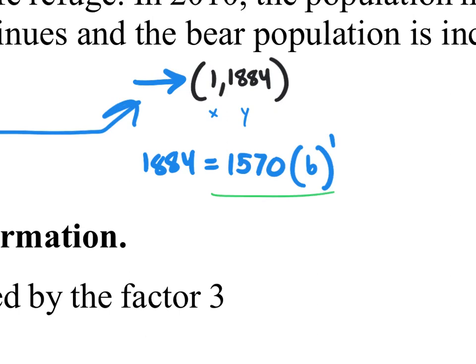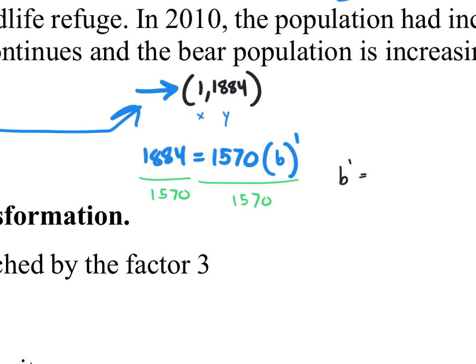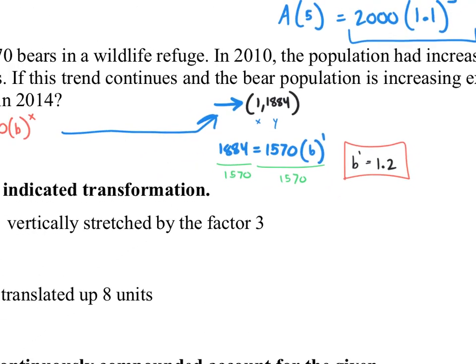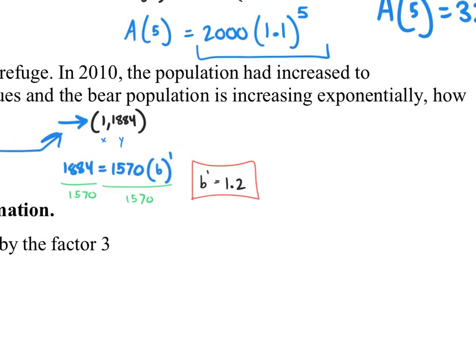So the next step is to divide both sides by 1,570. And we'll get that b to the first power is equal to, and when I divide those, we get a b value of 1.2. Now, if that b would have been squared or cubed or anything like that, we would have just had to take the square root or cube root at this point, but we didn't have to on this one because it was already just b to the first power. So now what that tells us is that our equation is this.